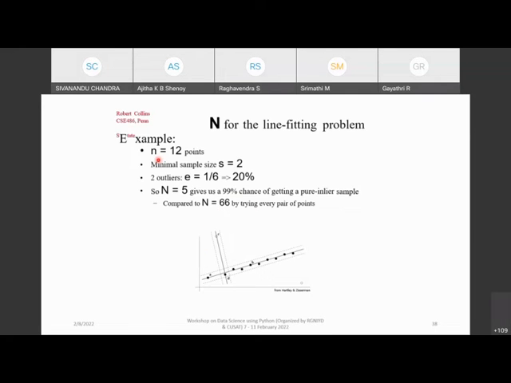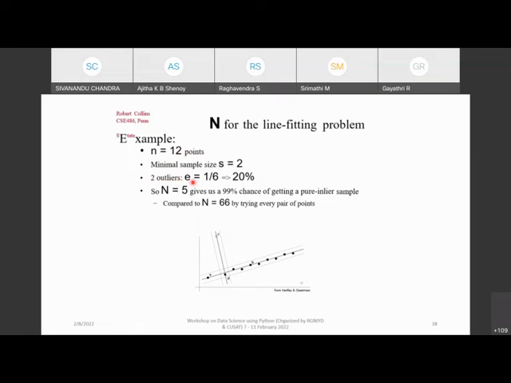Now let us see the example. N is equal to 12. So that means you have been given 12 points, and we require 2 points for drawing a line. So S is equal to 2. The maximum number of outliers that you can have is 2. This is defined by you. So you are saying that 2 outliers are okay for me, but at least 10 points should be inliers.